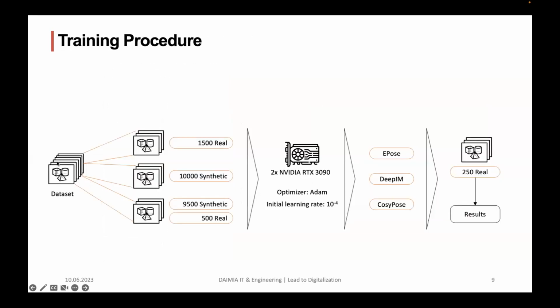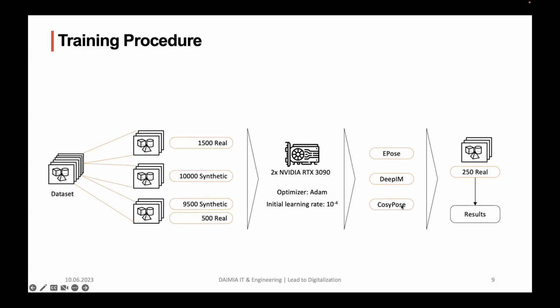The training procedure is, as I said, we have a data set containing both synthetic and real data. Our first set of data is 1,500 real data samples, then 10,000 synthetic data samples, and then 9,500 synthetic and 500 real, a hybrid data set. We train these models on a workstation with two NVIDIA RTX 3090s, and in all models we use the ADAM optimizer with an initial learning rate of 10⁻⁴. And as I said, the models that we use are ePose, DeepIM, and CozyPose.